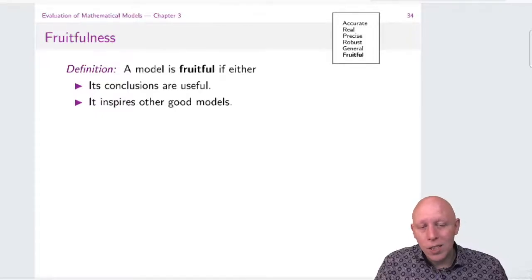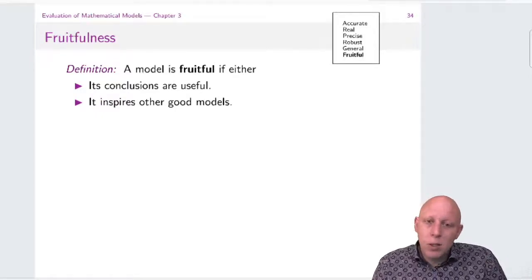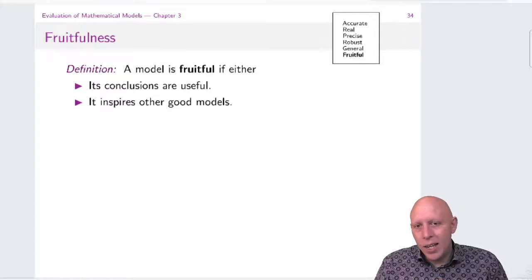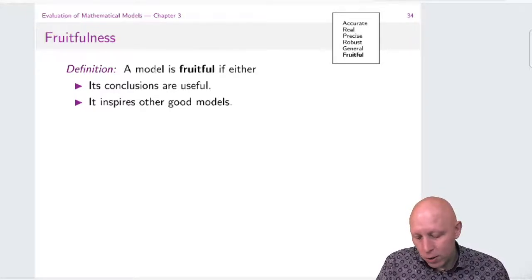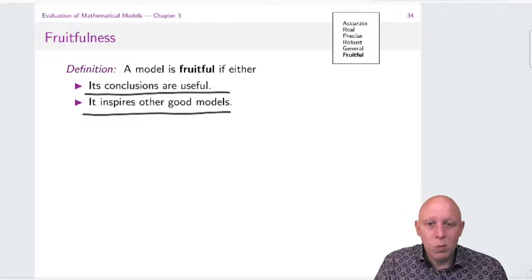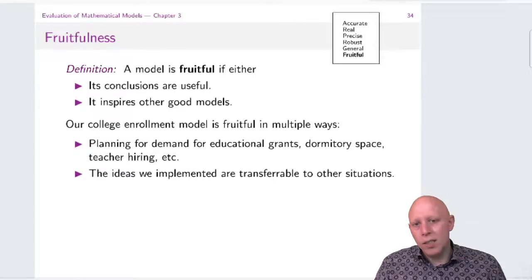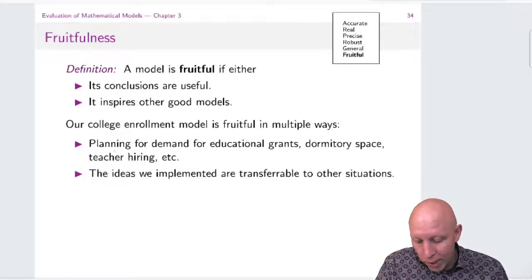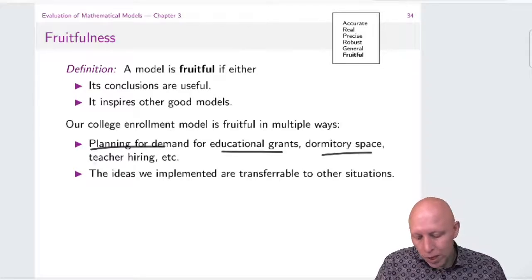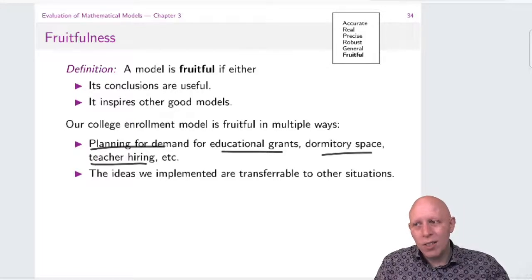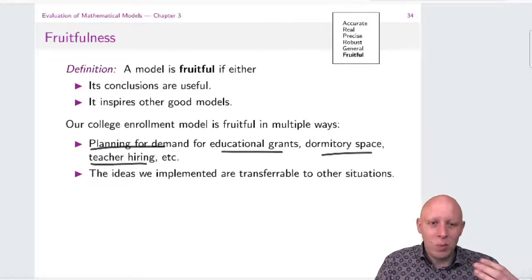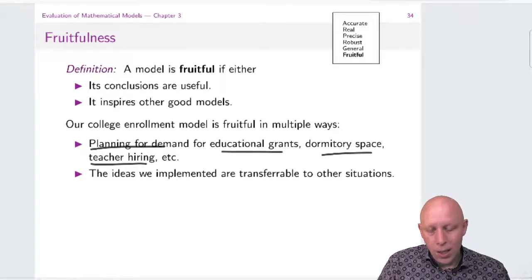Last, let's talk about fruitfulness. Rather similar to generality, in that when we talk about a model being fruitful, what we're talking about is whether its conclusions are useful and whether it inspires other good models. So if we're talking about this college enrollment model, we could say that it's fruitful because it allows us to plan for demand, for educational grants, dorm space, teacher hiring, courses that you want to run. It's giving information that can be useful for a lot of different types of things.